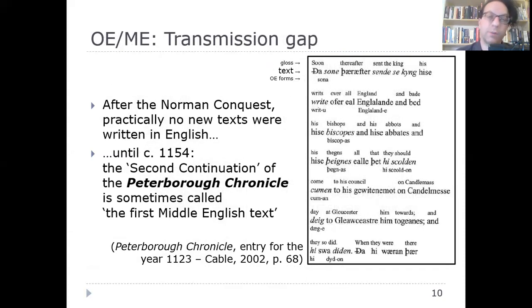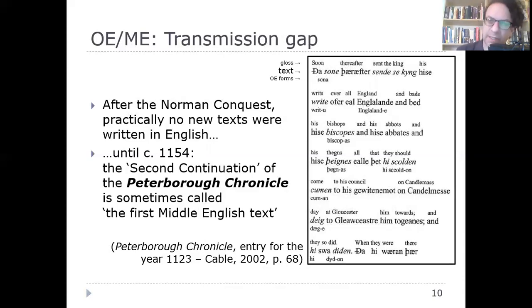We also have not only this strange language gap, but also a transmission gap if we look at the texts that survive from this period. Because as I already said, after the Norman Conquest, practically no new texts were being written in English. And this is true until about the 1150s, which is why we sometimes say Middle English really begins in the 1150s. The second continuation of the Peterborough Chronicle seems to have been written in 1154, and this is sometimes called the first Middle English text. Now you see a part of this text here on the right side.